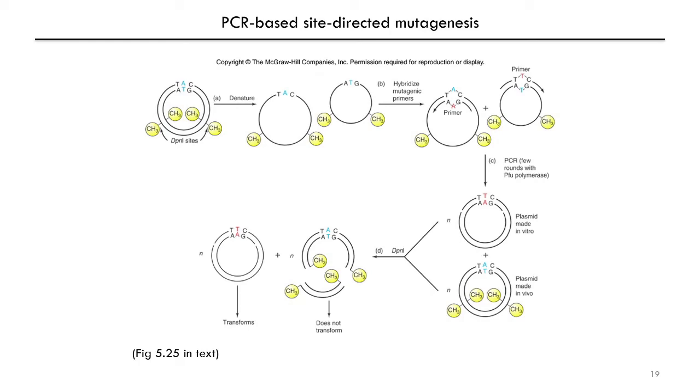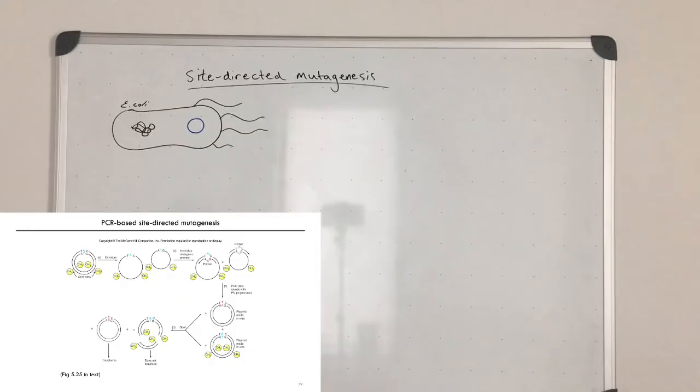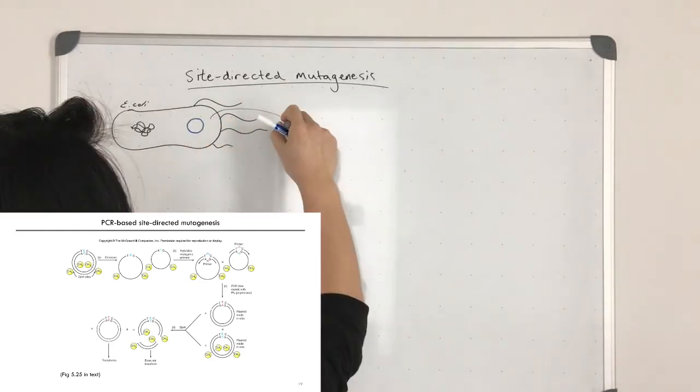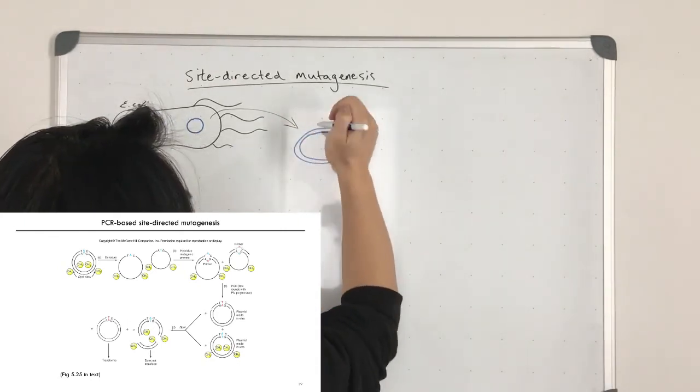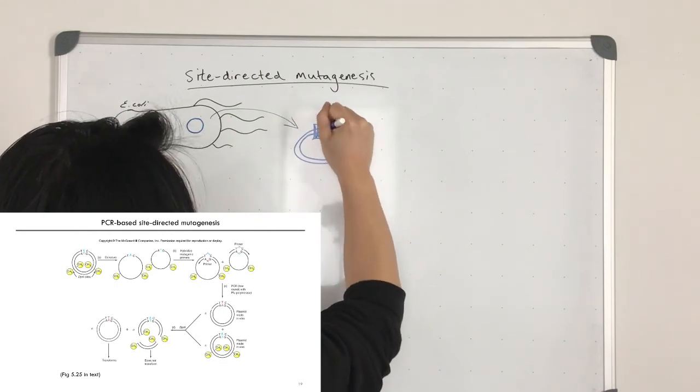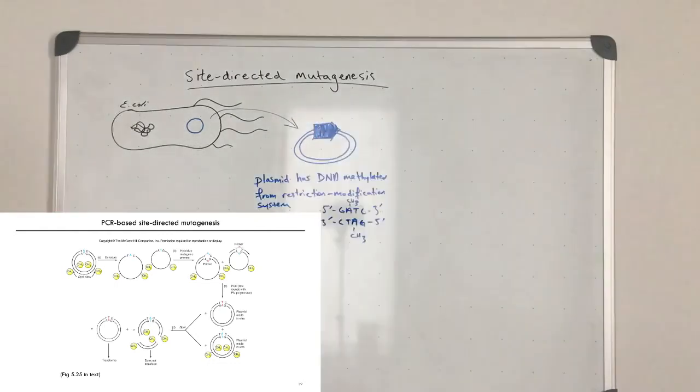If this illustration here is not clear for you, let me redraw it to illustrate the key steps of this process. So you have some cloned DNA, and say you cloned it into E. coli. Your gene that you want to mutate is on the plasmid, which is in E. coli. And one thing to remember is that E. coli methylates the DNA that it replicates. The gene that you want to mutate is on that plasmid, which is methylated.